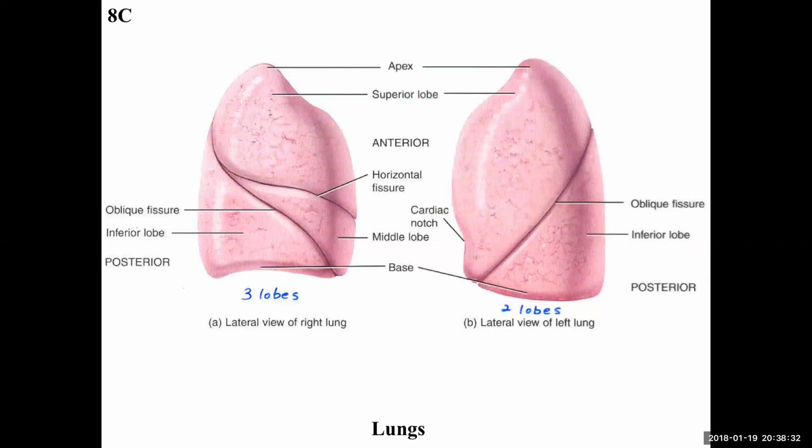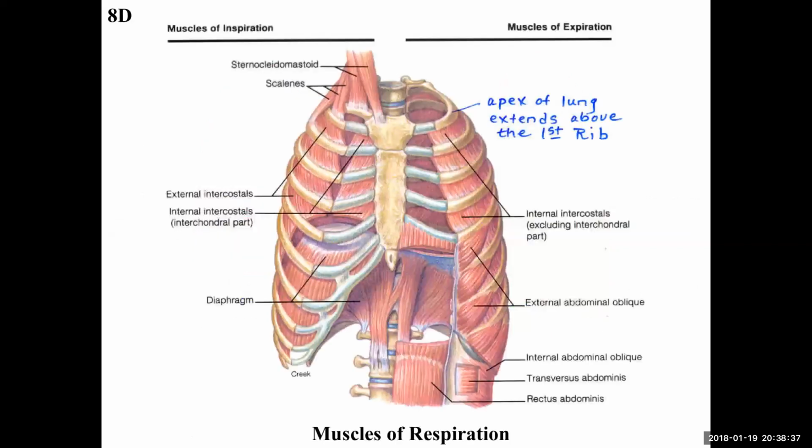The pleura is a serous membrane. Here's a nice picture showing us where the lungs fit within the rib cage. And here's the diaphragm over here. So the apex of the lung extends just above the first rib on both sides.